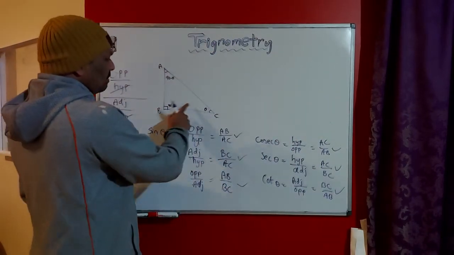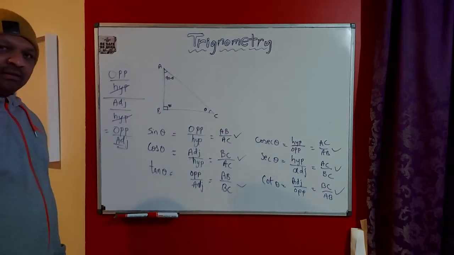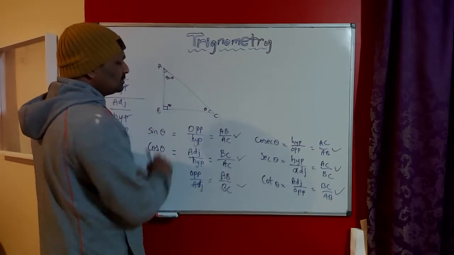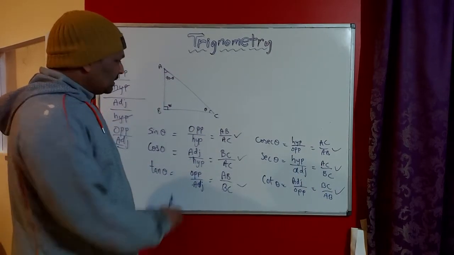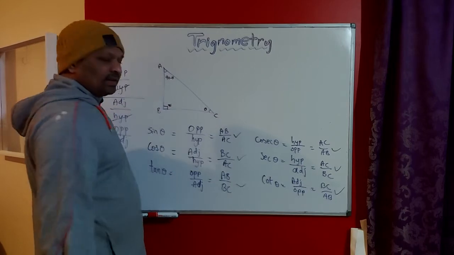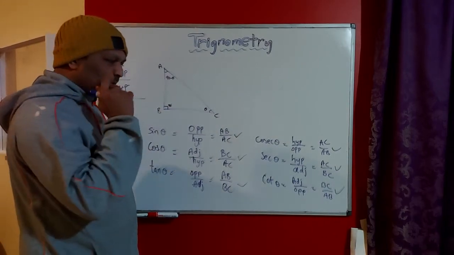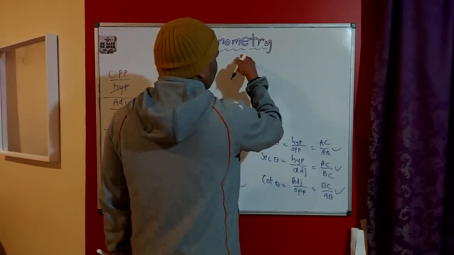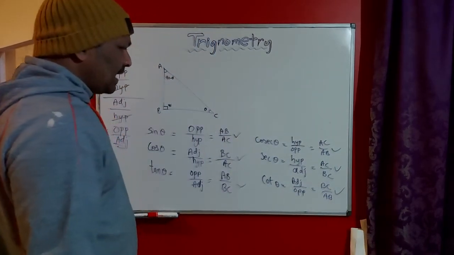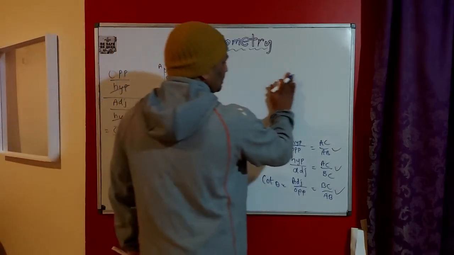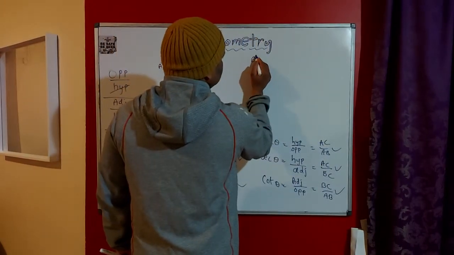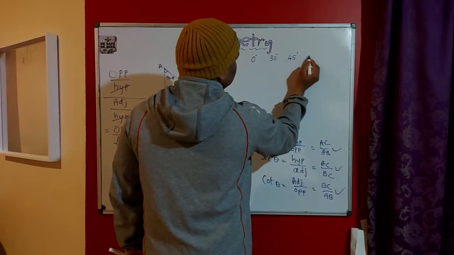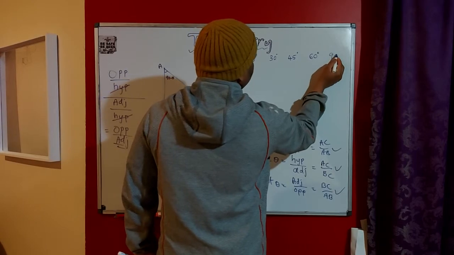Theta can be any. But how many right angles can be there in a triangle? Only one right angle, because it's not possible to keep another right angle in a given triangle. So when it comes to trigonometric standard angles, we learn 0 degrees, 30 degrees, 45 degrees, 60 degrees, and 90 degrees.